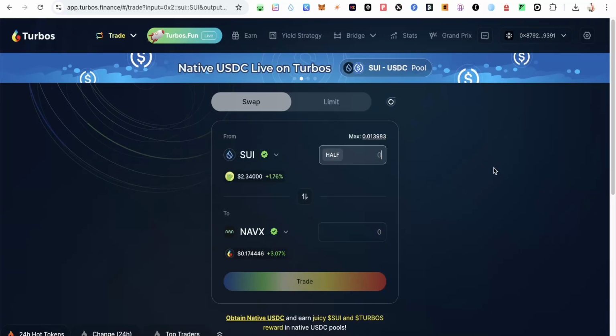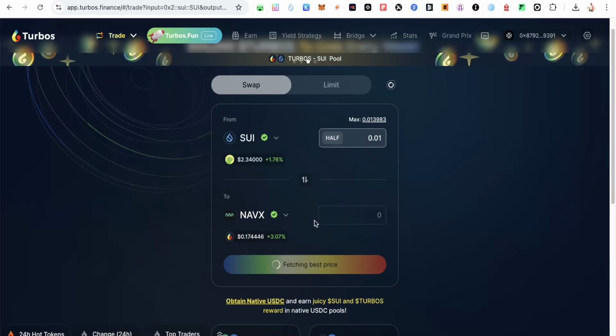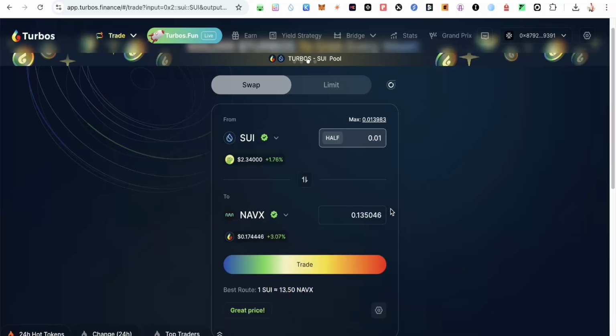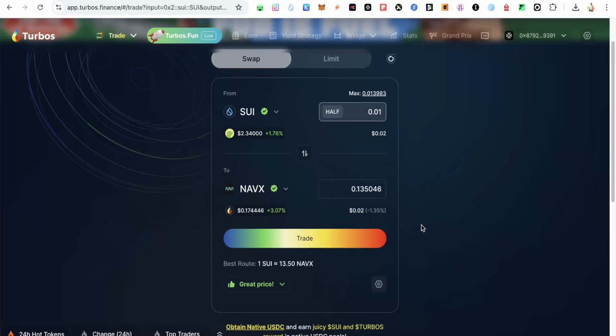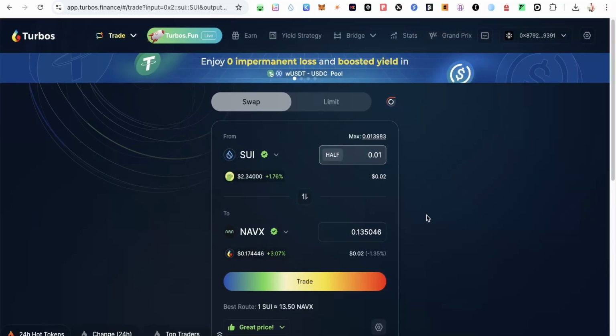Now I only have like 0.013 SUI in this wallet, so I will put 0.01. It will fetch the best rate in the market and simply you can click on trade over here. Now please note that you will need to keep some SUI in your wallet in order to pay gas fees for future transactions. So don't use all your SUI.